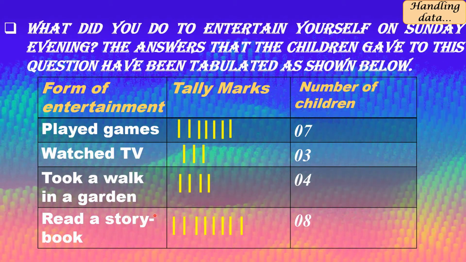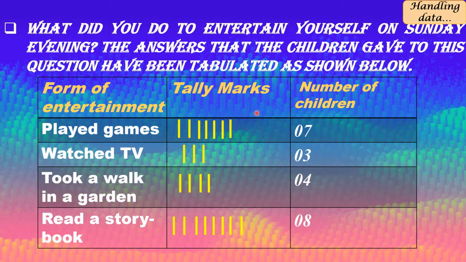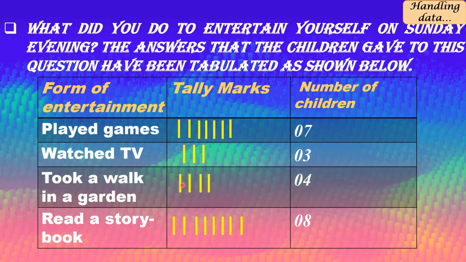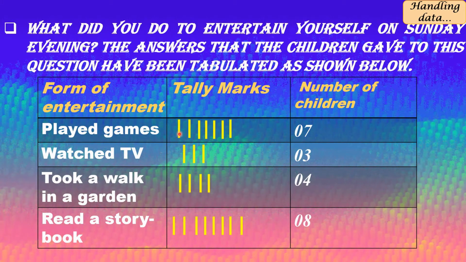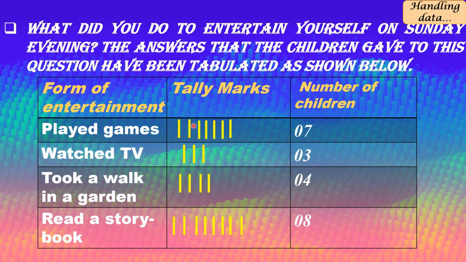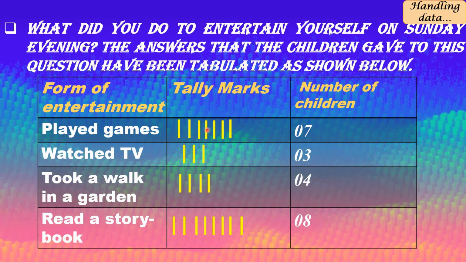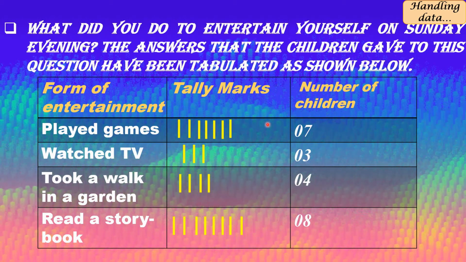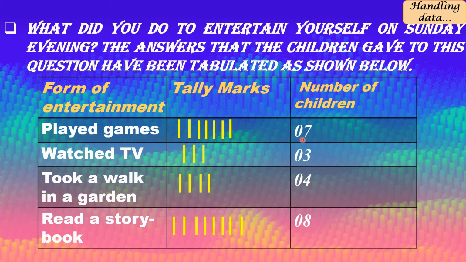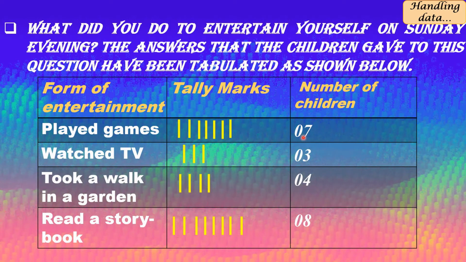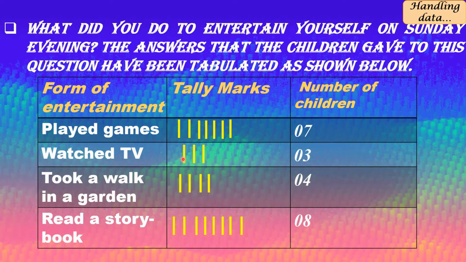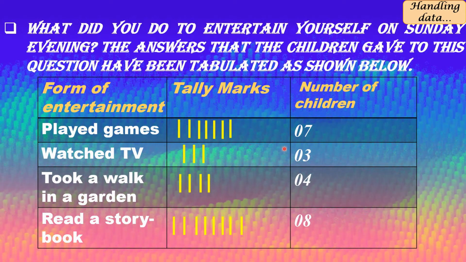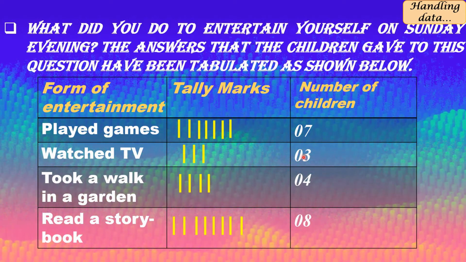So the second column is called here tally marks. Students, the vertical line is called tally marks here. So how many children played games? Okay, 1, 2, 3, 4, 5, 6, 7. So the number of children who played games is 7. Okay. Then watch TV on Sunday evening. 1, 2, 3. So 3 children watch TV.